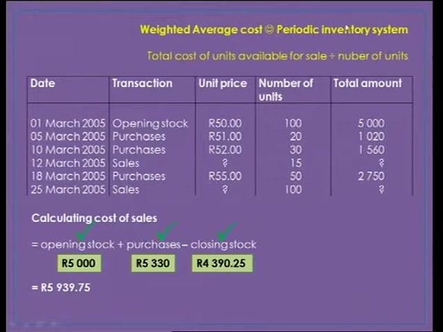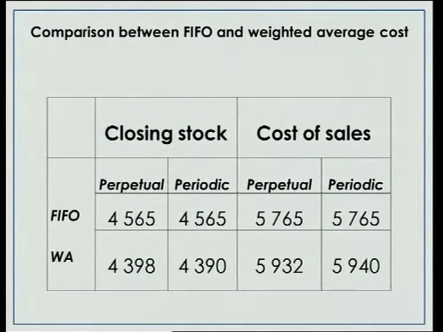This is a lot easier than the perpetual. But I mean, even the perpetual, it's not that difficult. Okay, so let's see. If we compare these different methods with each other, you will see that for the FIFO method, the value of the closing stock and the cost of sales amount is the same. Do you see? But when we do the weighted average, it's different from perpetual to periodic, and it's different from the FIFO. And that's why they say the way that you evaluate your stock will have an influence on the value of your closing stock, and your cost of sales, and therefore your gross profit.